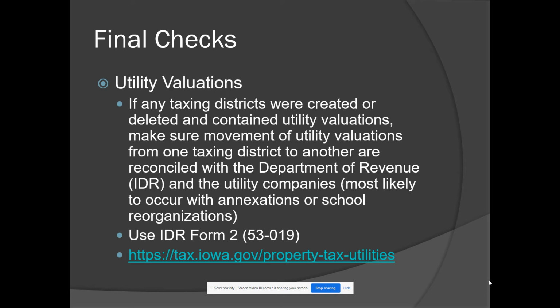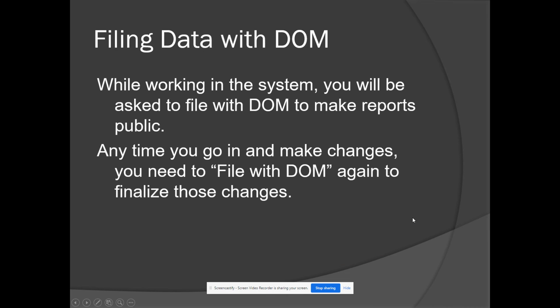For utility value, if any taxing districts were created or deleted and contained utility value, make sure that the movement of utility valuations from one taxing district to another are reconciled with the Department of Revenue and the utility companies. This usually occurs with annexations and especially school reorganizations. Department of Revenue does have a Form 2 that you need to complete and file with them and your utility companies, and you can find it on this link. And that link is also listed in your property valuation instructions.